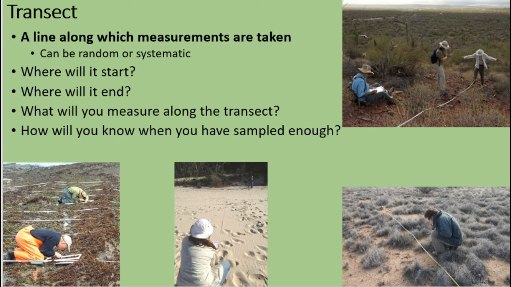So, in our field science knowledge, we need to understand what a transect is. A transect is a line along which measurements are taken. This can be random or systematic. We want to ask ourselves questions whenever presented with a concept to find out more about it. So in terms of the transect, we want to think, where will it start? Where will it end? What will you measure along the transect? And how will you know when you've sampled enough?